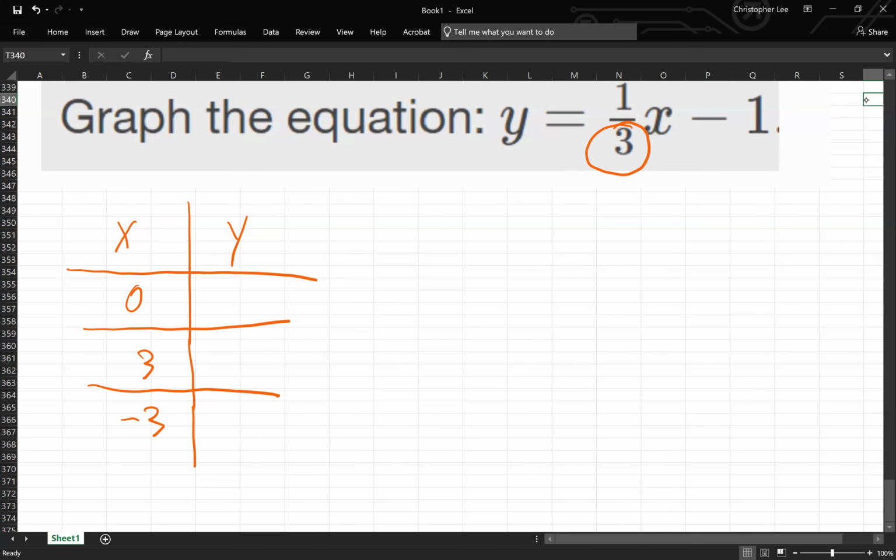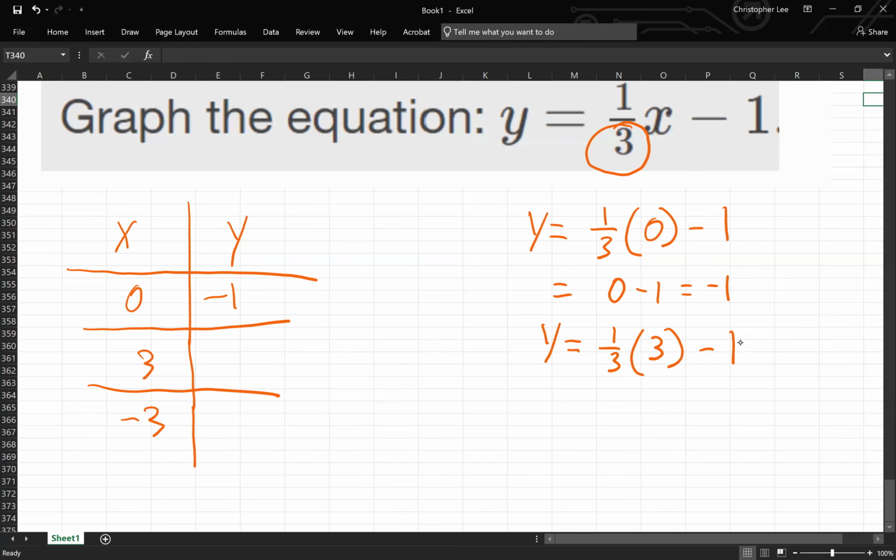Yeah, it is -1. What's happening is I'm plugging in for the x. So this becomes y equals 1/3 times the 0 minus 1. Anything times 0 is 0, so this is just 0 minus 1, which is -1. That's the first one. For the second one, it's going to be 1/3 times the 3 minus 1. So 1/3 times 3 is just 1, minus 1, which is 0.